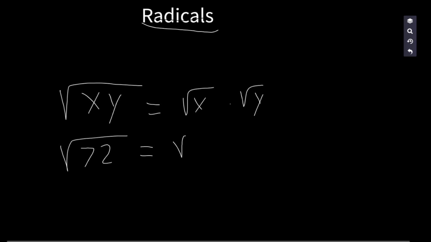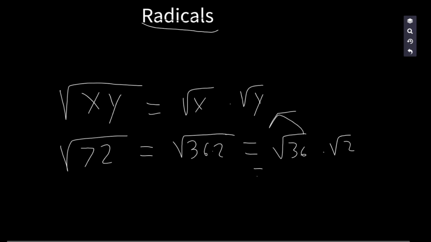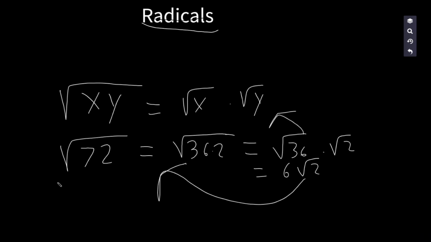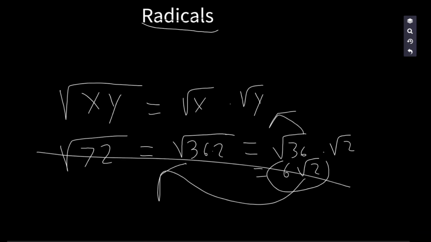And one way you can simplify this is by doing the square root of 36 times 2. 72 is just 36 times 2. And now we can split this up into the square root of 36 times the square root of 2, from this rule above, and we get 6 times square root of 2. And this is very important. Now, instead of just relying on the square root of 72, which is a very unimaginable number, now we can just take the square root of 2 and multiply it by 6. And the square root of 2 is a much more manageable number. So that's how you can simplify radicals.